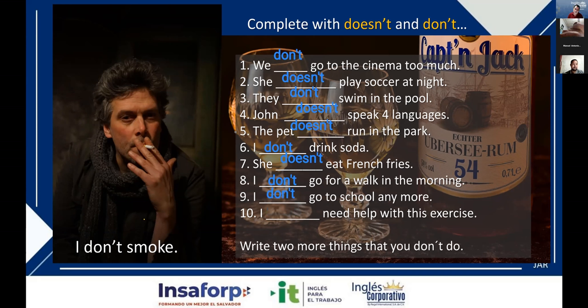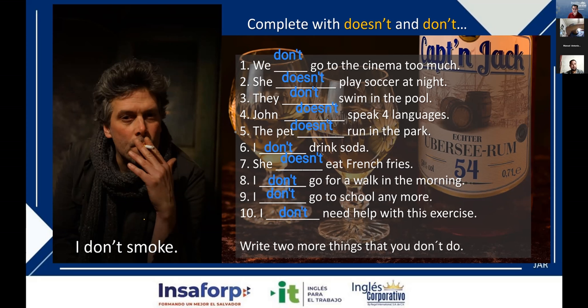Sí. Por ejemplo, una mía sería I don't eat kiwi. Ok. La otra sería... ¿Esa la escribimos aquí o cómo? Sí, ¿a dónde? No cabe aquí, pero... Aquí arriba lo puedo escribir. ¿Cuáles serían las...? Va, chévere. ¿Cuál sería la tuya?